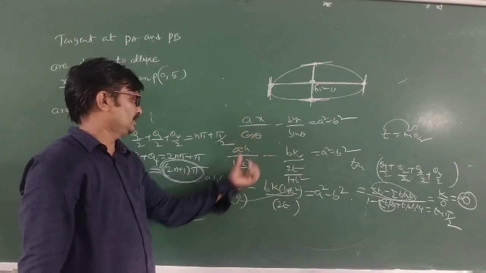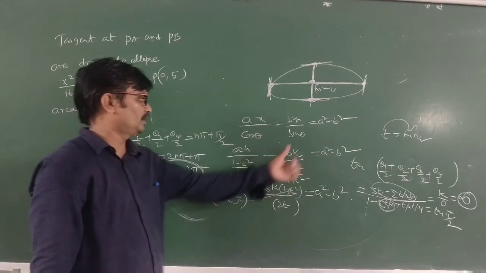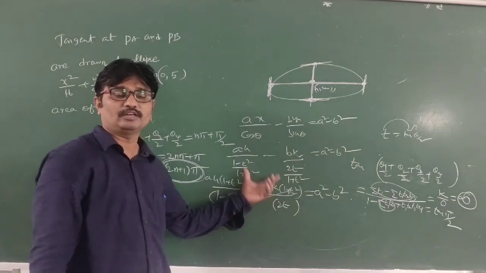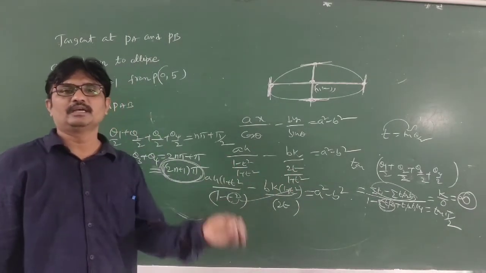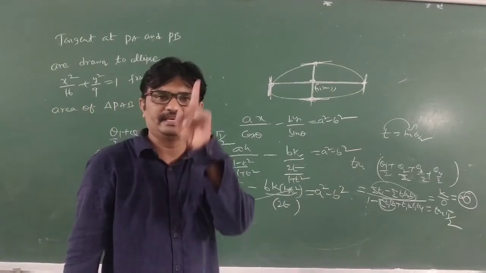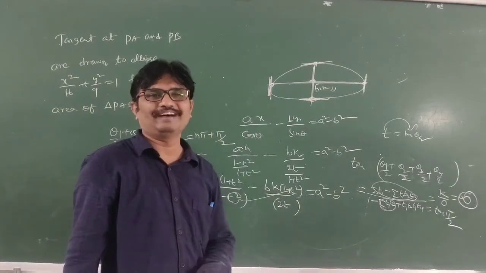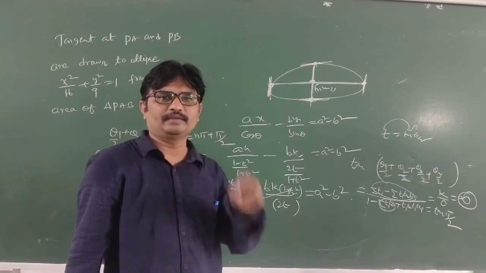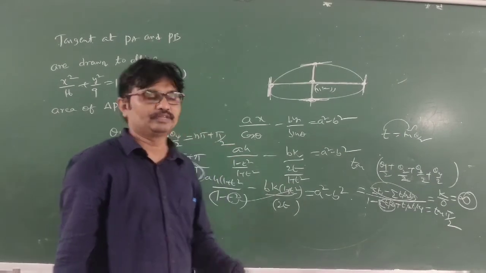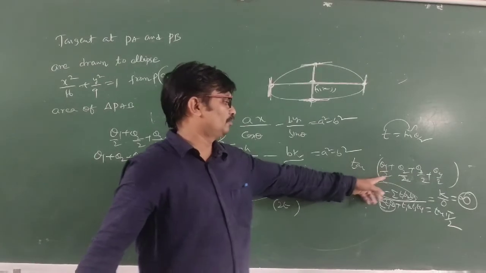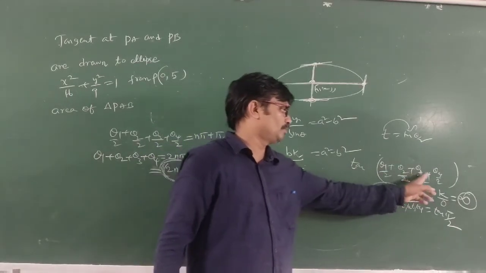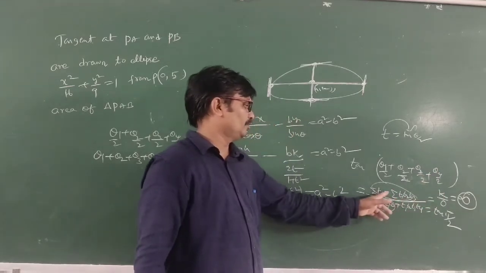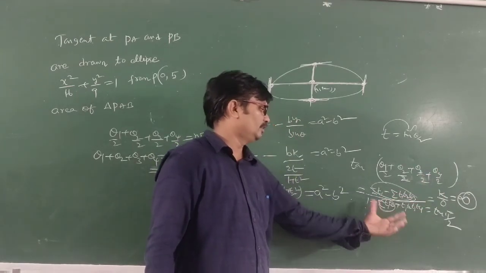So how to get this one? Cos theta is (1 minus t square) by (1 plus t square). Sin theta is 2t by (1 plus t square). After simplification, we got the equation in terms of t. The degree is 4. After that we have to take the sum of the roots, and the sum of the products of the roots taken 2 at a time, 3 at a time, 4 at a time. Then we can find tan of theta 1 by 2 plus theta 2 by 2, that is tan of (a plus b plus c plus d), in the form sigma t1 minus sigma t1 t2 t3.